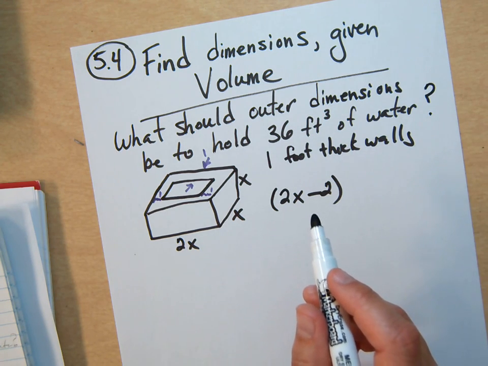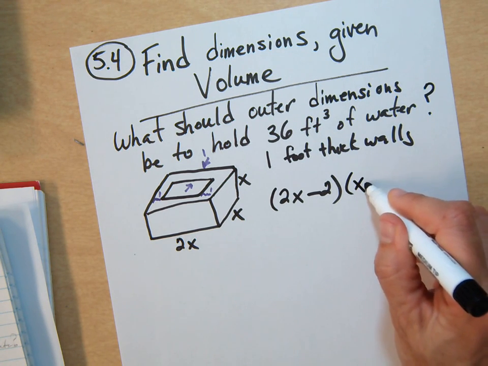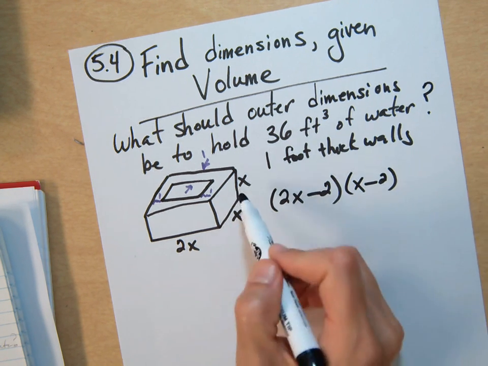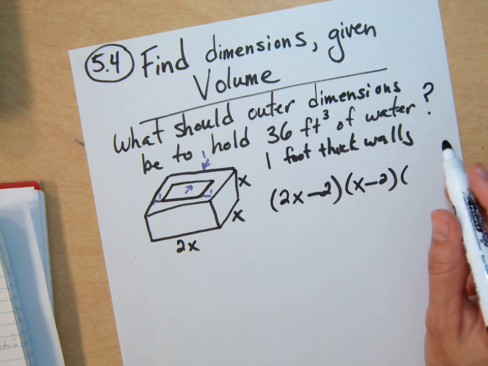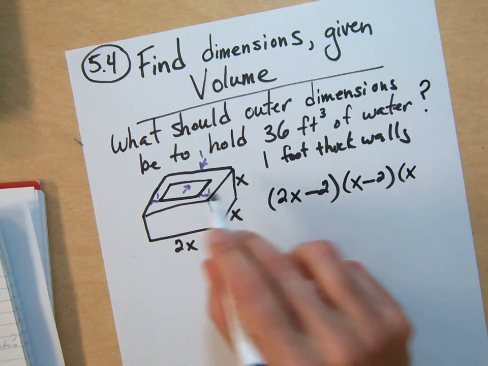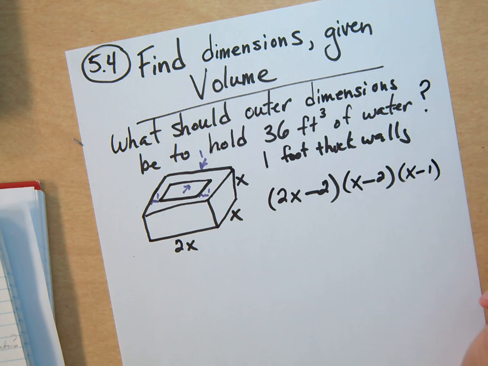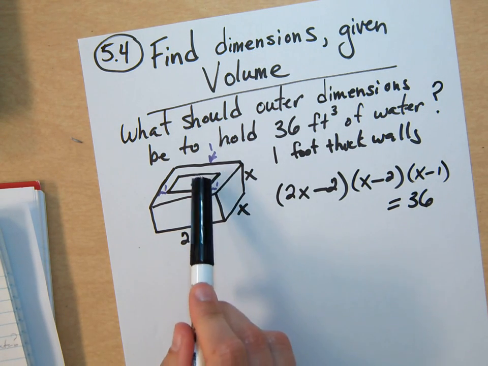And then the length this way is, what do you think? Yes, x minus 2. And what about the height? And remember, there's a bottom that's 1 foot thick as well. What would this height be? x minus, would it be minus 2 or minus 1? It's open at the top. And the bottom is 1 foot thick. Minus 1, that's right. And that is all equal to 36. That is our equation for a box, and we want just the volume of the water inside.